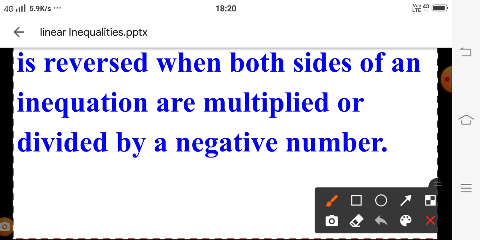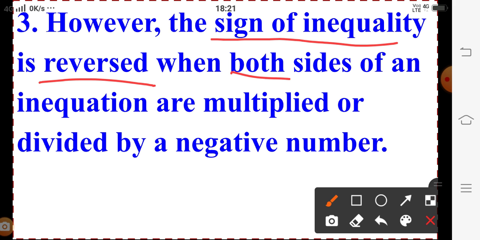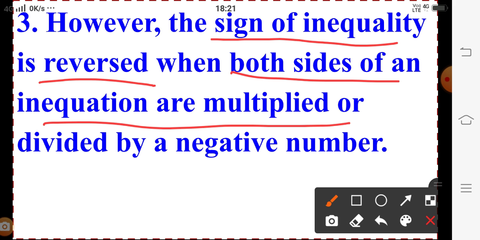And the third step is much more important, and this is the sign of inequality. In the first two steps, we are not changing the sign. But here, the sign of inequality is reversed. When will it be reversed? When both sides of an inequation are multiplied or divided by a negative number.